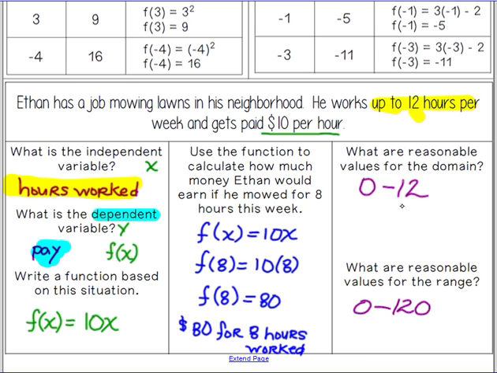So it is really important that we think about what would be reasonable. And in this case, we have some restrictions on what our domain and our range would be as far as reasonable values for the amount that he's going to work per week. All right, so now you are ready for your assignment over writing function rules. So make sure you pick that up and get started on that.